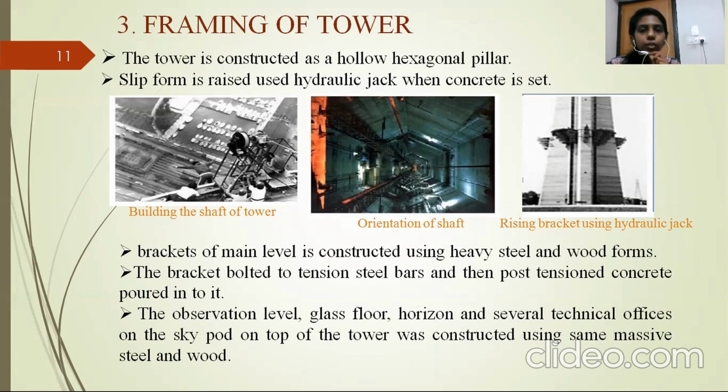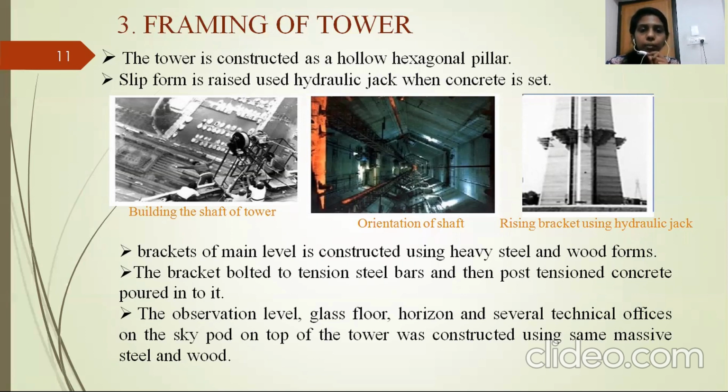For the construction of this pillar, it took about 53 cubic yards of concrete, and the total height of this pillar was about 335 meters. Then another part of the tower is the main pod, or sky pod. The sky pod consists of the observation level, glass floor, horizontal levels and several technical offices. These parts were constructed using heavy steel and wood forms.